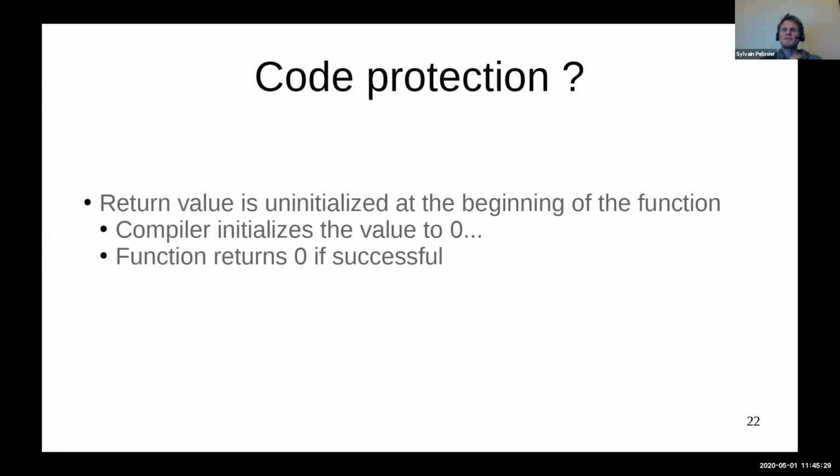During our code review, we also figured out that everywhere in mbedTLS, the return value is left uninitialized at the beginning of each function. So the compiler initializes the value to 0, and at the end, the function returns 0 if it was successful.